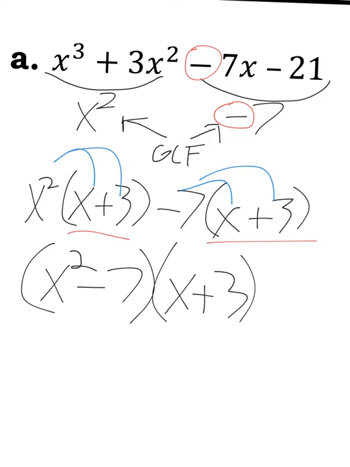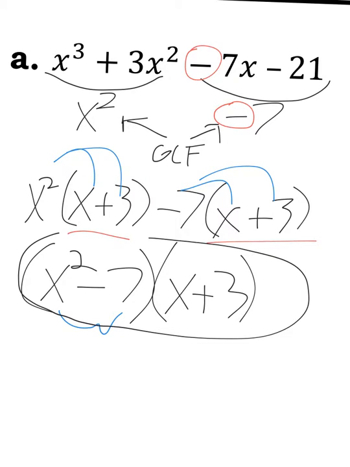And so at this point, you check to see if this is a difference of squares, but it's not, because 7 is not a perfect square. So in this case, you have your final answer at this point. All right? Let's look on to another example.